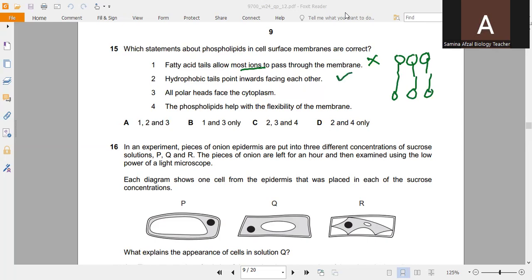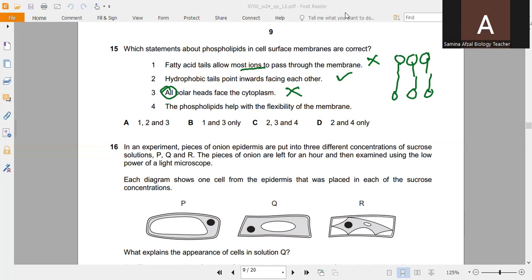All polar heads face the cytoplasm. We can say that many polar heads face the cytoplasm. It's more accurate to say that they face outwards. So this means that they face both towards the cytoplasm inside the cell and towards the extracellular fluid outside the cell. Not all, so this statement is not correct.